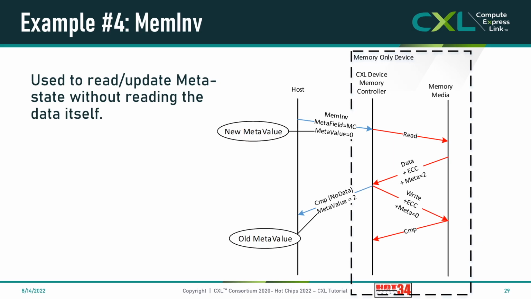CXL mem also includes the ability to do meta value updates without reading the data. So we refer to this command as a mem inval, where we're indicating a new meta value. So just like the original read, the device has to read the media to get the meta value. That gets returned, and what gets returned to the host is a completion message without any data and the meta value that was stored in memory. And because a new meta value was provided, we're going to have to do the write to the memory media to update with the new meta value.